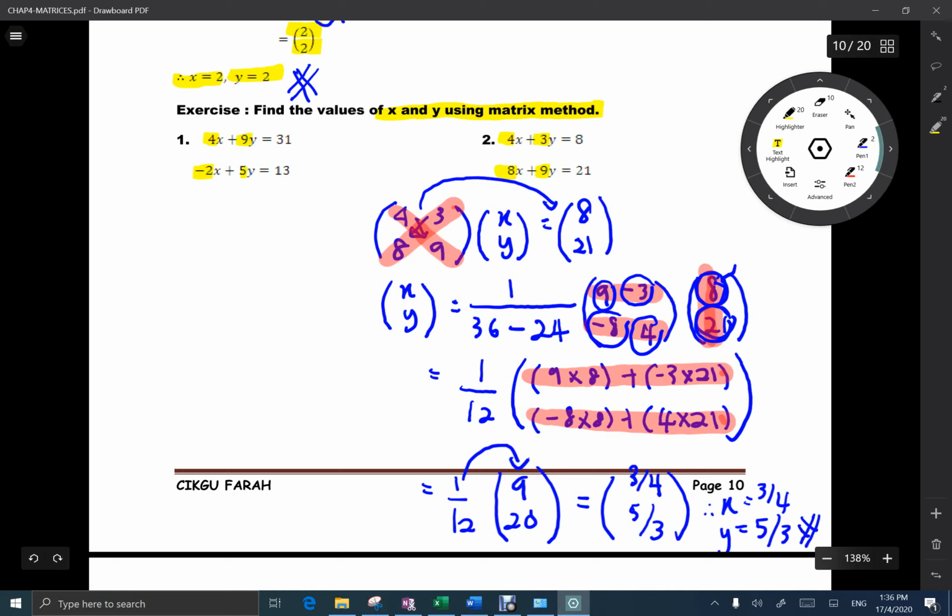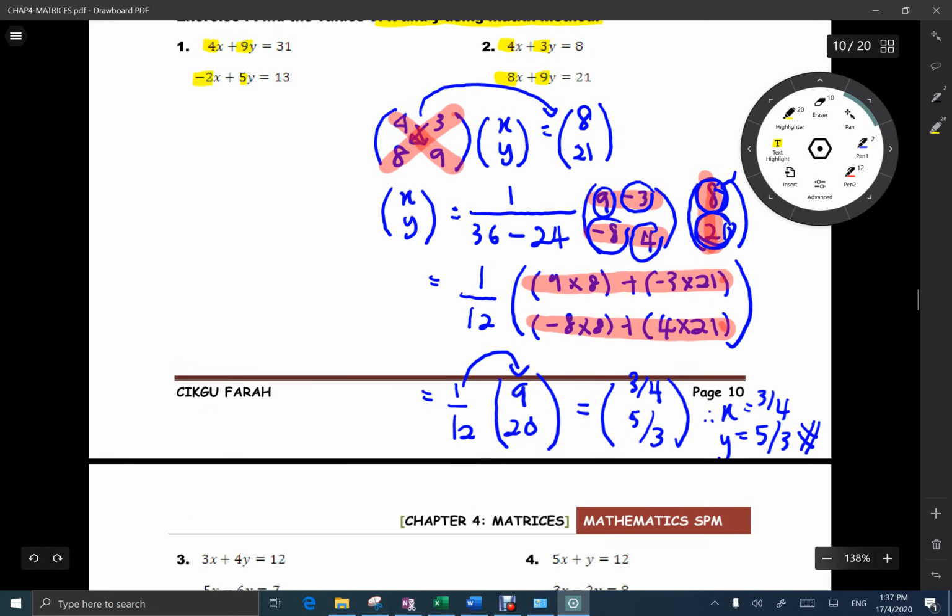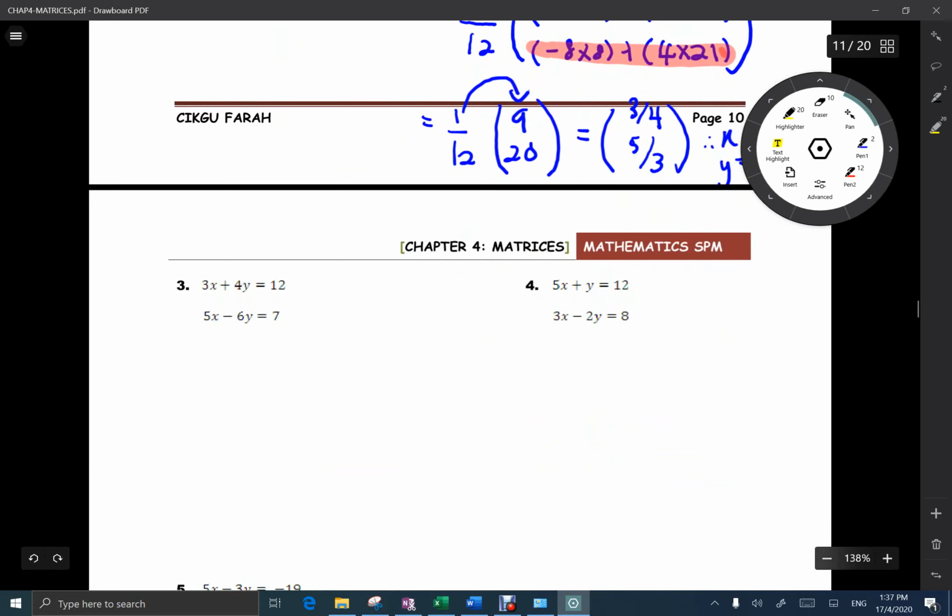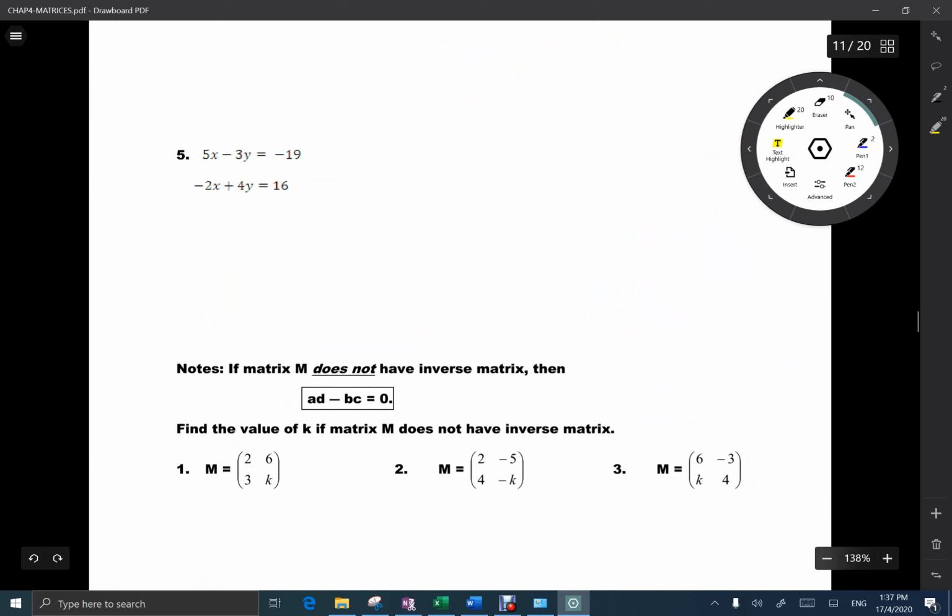Okay, don't be afraid if you got your answer in fraction. Tak salah pun, memang ada jawapan yang boleh dalam fraction. Tak semestinya your answer must be in whole number. Okay, sometimes it can be in fraction. Okay, so dah boleh dah? I hope you can understand by now. Okay, now. So nanti siapkan question number 3, 4, 5.